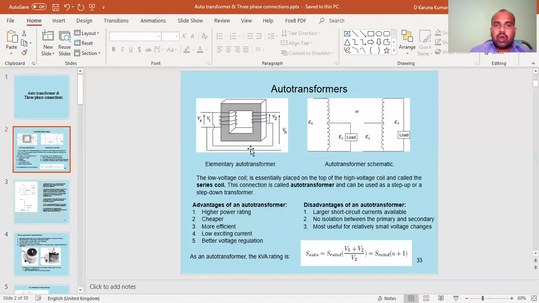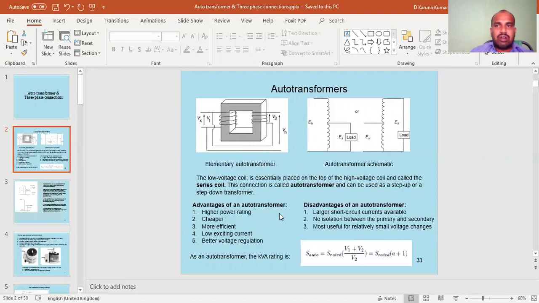In an auto transformer, the low voltage coil is essentially placed on top of the high voltage coil, called the series coil. This connection is called an auto transformer, and it can be used as both a step up and step down transformer.